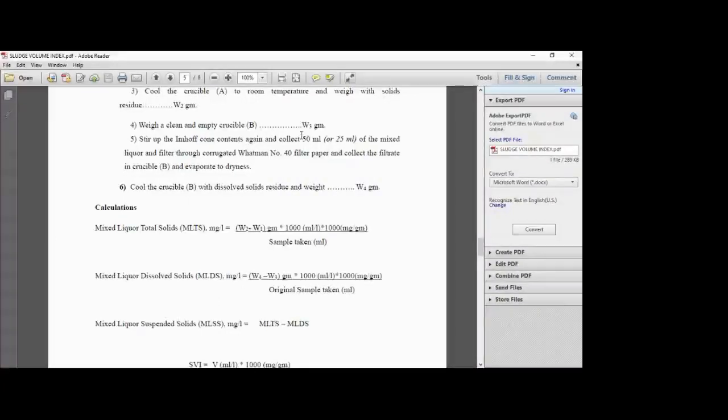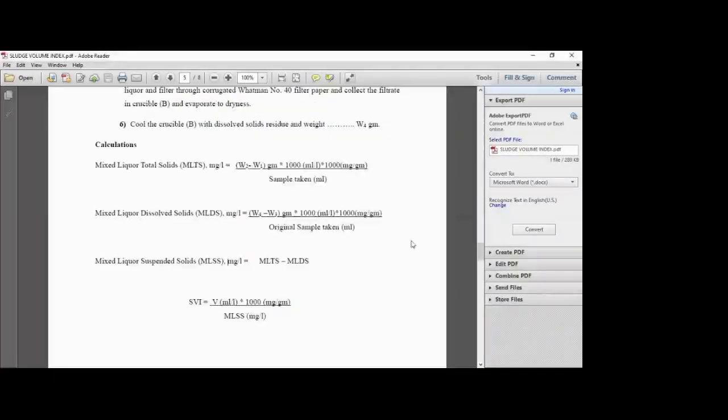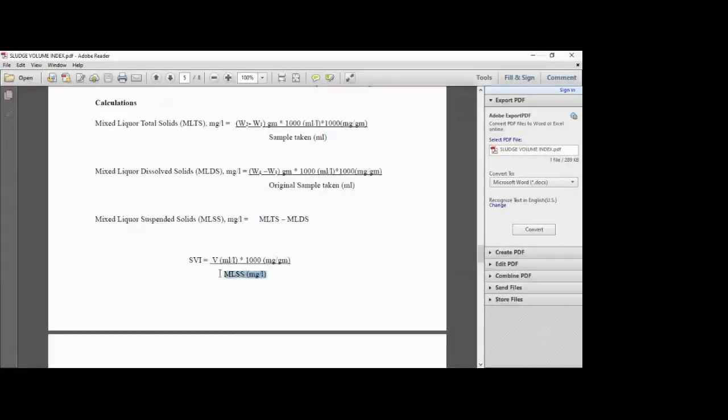So it will be what? It will be this W4 minus W3 gram, into 1000, just for the conversion sake, divided by the original sample taken. So what we require is MLSS, right? It can be found out as MLTS minus MLDS. So the suspended solids is equal to total solids minus total dissolved solids. That formula we keep at the bottom as a denominator, right?